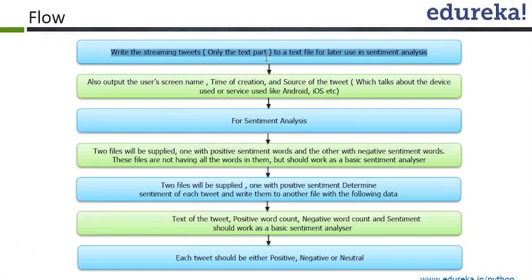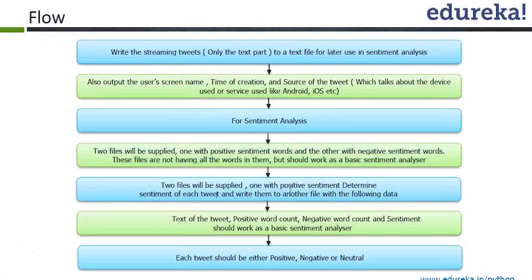Write these streaming tweets to a text file for later use in sentiment analysis. I'll have to write that in the text file as well after pulling the data from Twitter. Also output the user screen name. That's what I'll have to output. And for sentiment analysis, two files will be supplied, one with positive sentiment words and the other with negative sentiment words. These files do not have all the words in them, but should work as a basic sentiment analyzer. Okay, two files will be supplied.